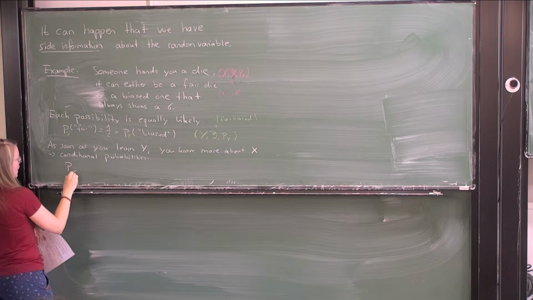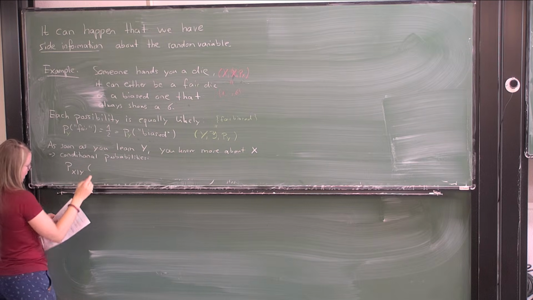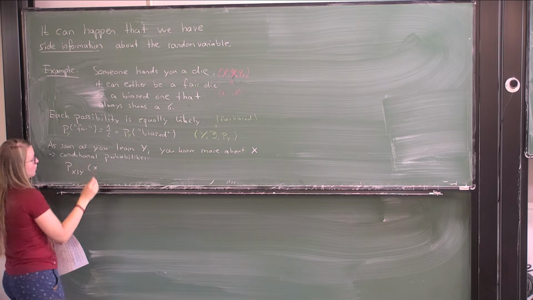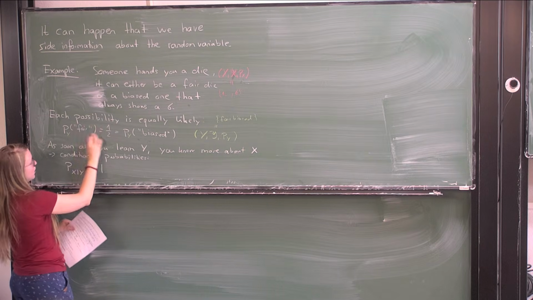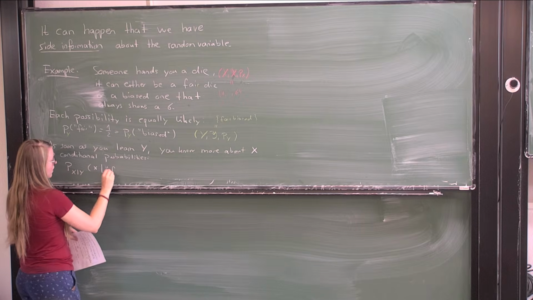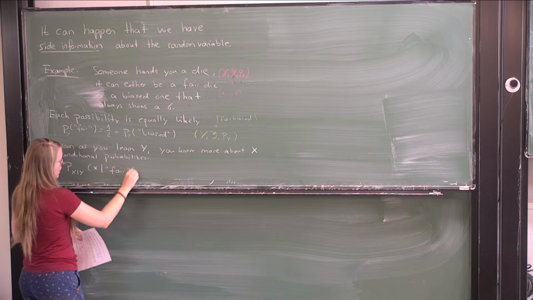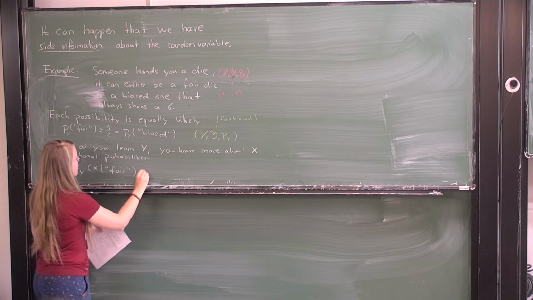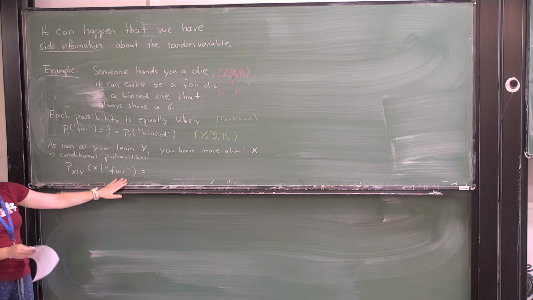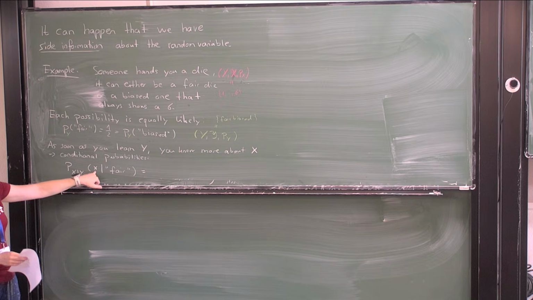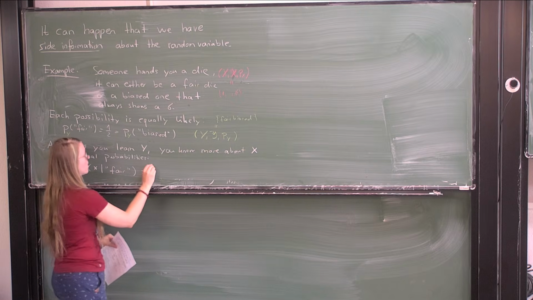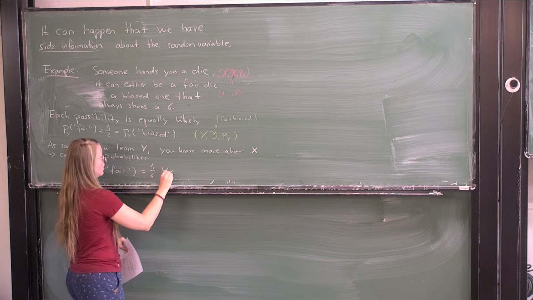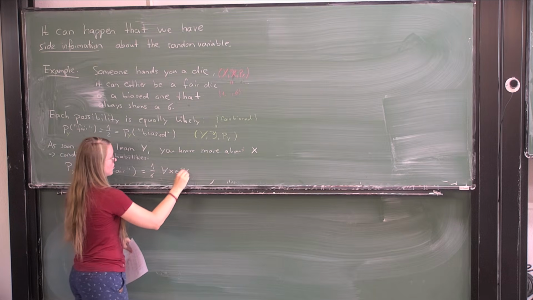So probability of x given y is the probability of an outcome of rolling the die, given that it's fair or biased. So let's say, for example, that it's fair. If I already know that I have the fair die, then I know that the probability of getting each of the possible outcomes is equally likely. So this is 1/6 for all x in the alphabet.